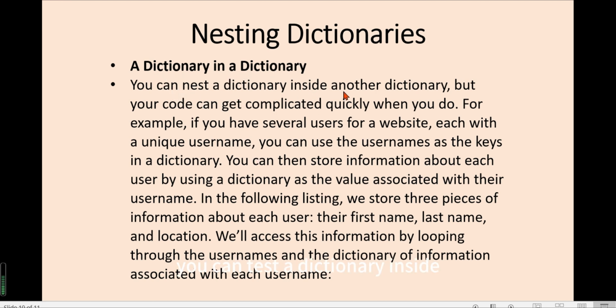Next, a dictionary in a dictionary. You can nest a dictionary inside another dictionary, but your code can get complicated quickly when you do. For example, if you have several users on a website, each with a unique username, you can use the usernames as the keys in a dictionary. You can then store information about each user by using a dictionary as the value associated with their username. In the following listing, we store 3 pieces of information about each user: first name, last name, and location. We will access this information by looping through the usernames and the dictionary of information associated with each username.